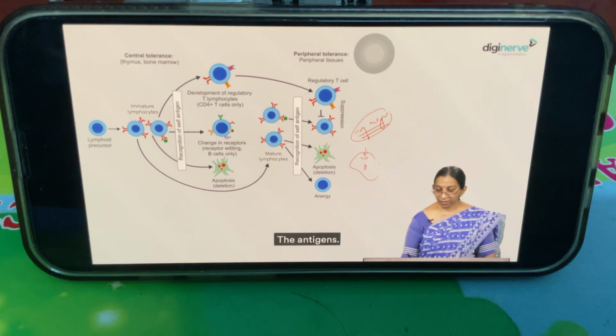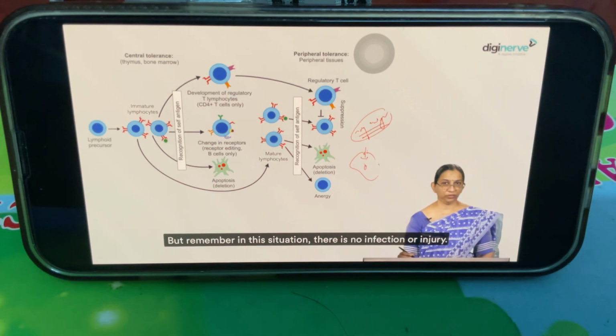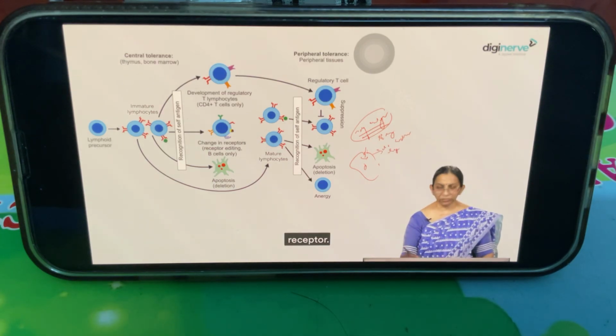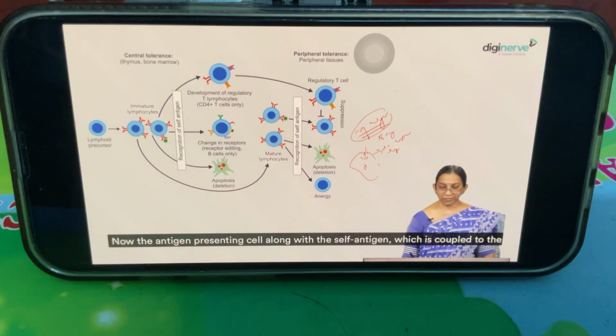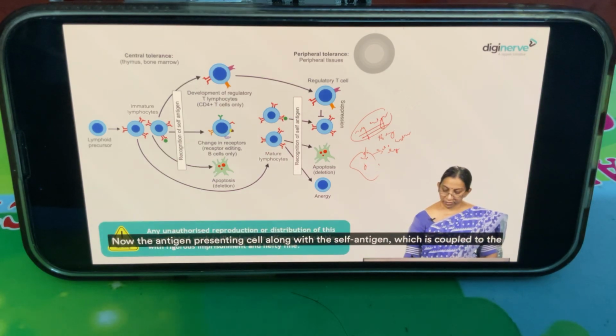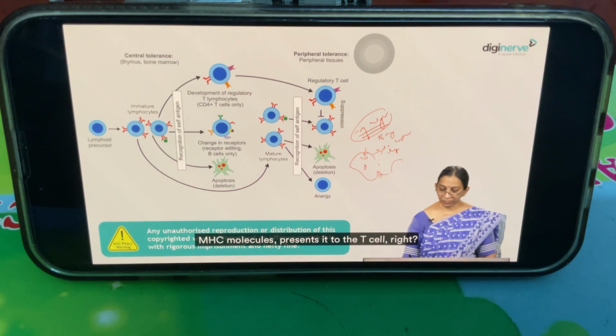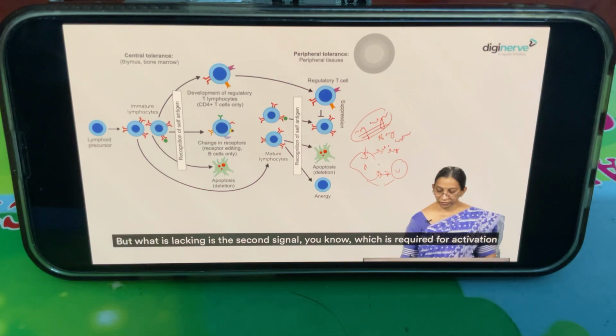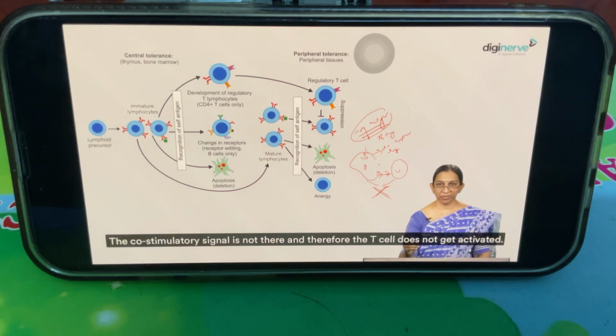But remember, in this situation, there is no infection or injury, so there are no danger signals, and the antigen-presenting cell does not develop a co-stimulatory receptor. So this is a very important difference. Now the antigen presenting cell, along with the self antigen, which is coupled to the MHC molecule, presents it to the T cell. So the T cell recognizes it and binds to it. But what is lacking is the second signal, which is required for activation. The co-stimulatory signal is not there. And therefore the T cell does not get activated.